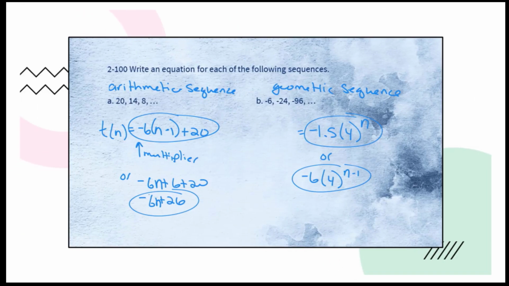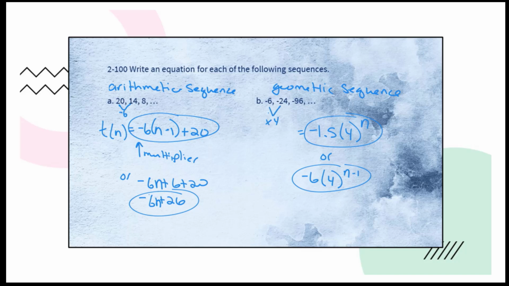Okay, on 2-100, it says write an equation for each of the following sequences. The first one is an arithmetic sequence, and you can tell that because it either adds or subtracts the same amount from each number. This one is subtracting 6 each time. That's kind of like a slope, and it's very linear looking. A geometric sequence is what happens on the next one, because we multiply everything times 4. So it's like, from here, times 4, okay?